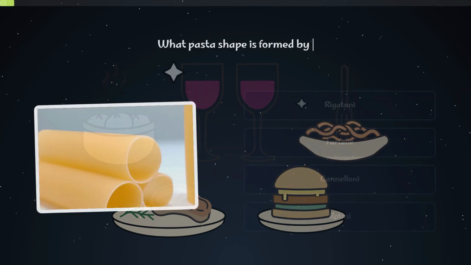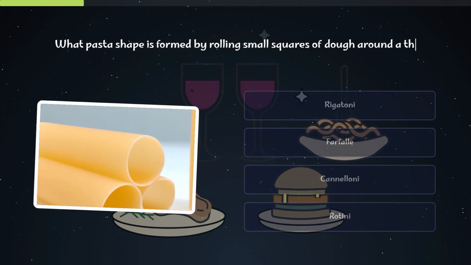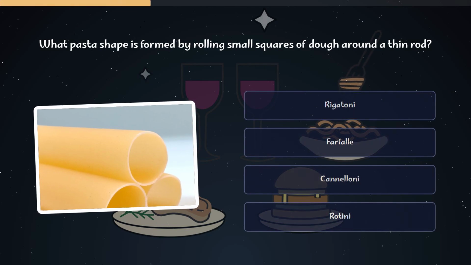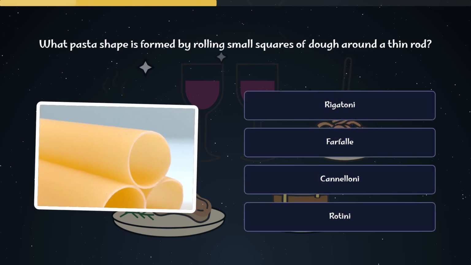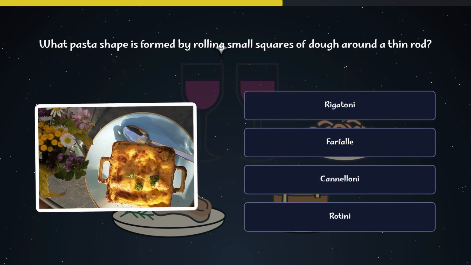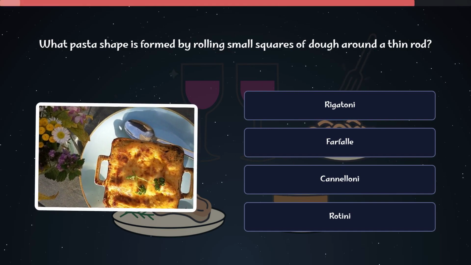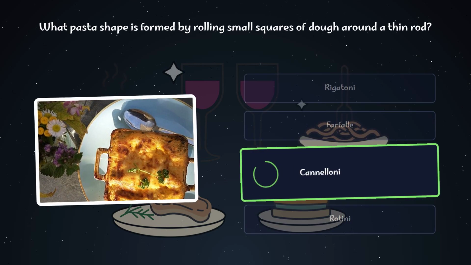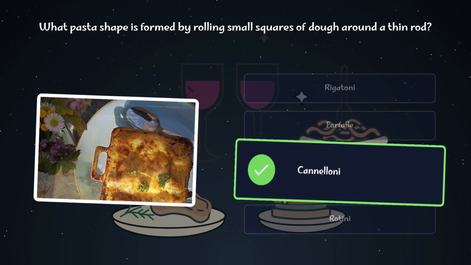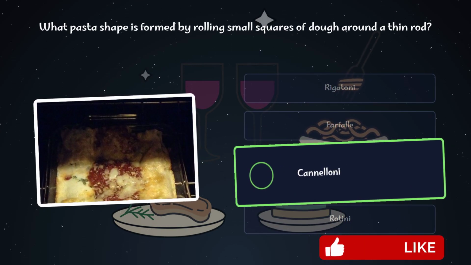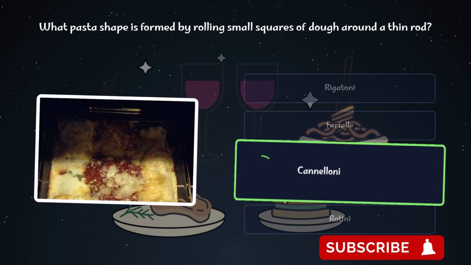What pasta shape is formed by rolling small squares of dough around a thin rod? Cannelloni is the correct answer. It is a cylindrical pasta shape formed by rolling small squares of dough around a thin rod.